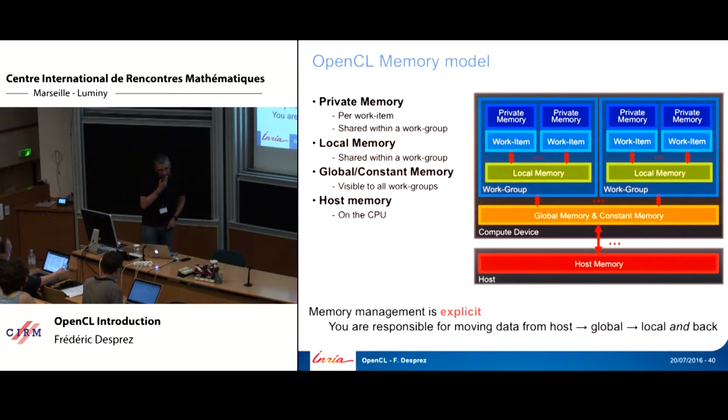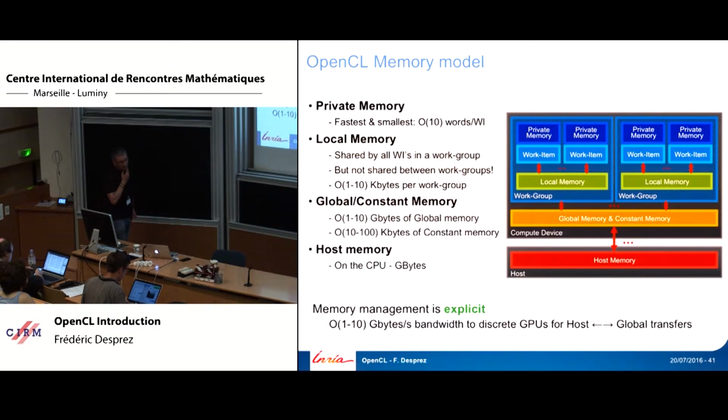So if we go back to the OpenCL memory model, as we said before, you have this private memory for each work item. This local memory is shared between work items within one work group. And the global memory is shared between work groups within one device, and this constant memory has information that is constant and read-only. And the host memory is on the host. I said the memory management is explicit.